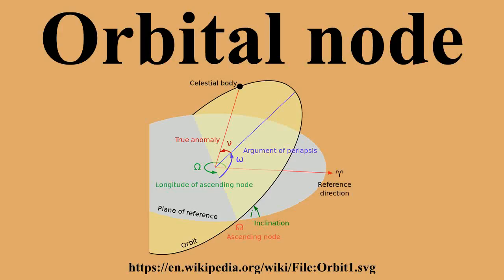Lunar nodes. For the orbit of the Moon around the Earth, the reference plane is taken to be the ecliptic, not the equatorial plane. The gravitational pull of the Sun upon the Moon causes its nodes, called the lunar nodes, to precess gradually westward, performing a complete circle in approximately 18.6 years.